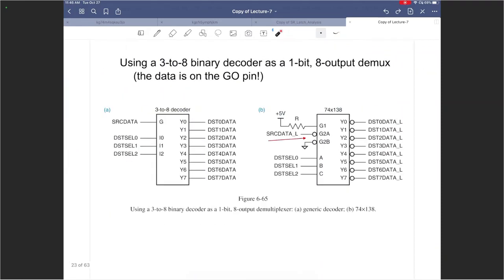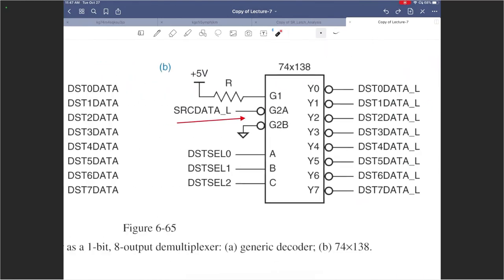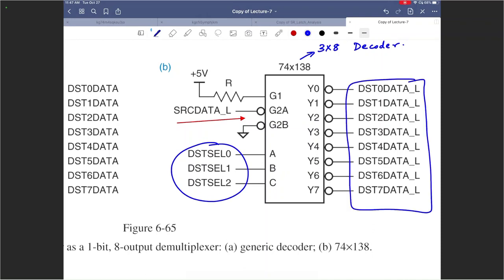Okay. Now, let us try to see if we can synthesize a Demux using a 3-to-8 binary decoder. So we are going to try to see if we can synthesize an 8 output Demux using a 3-to-8 binary decoder. Now you see this. This is 74x138. That's your 3-to-8 decoder, right? You have got your 3 active high inputs and you have got your 8 active low outputs. Now the question is, can I use this to synthesize a demultiplexer?